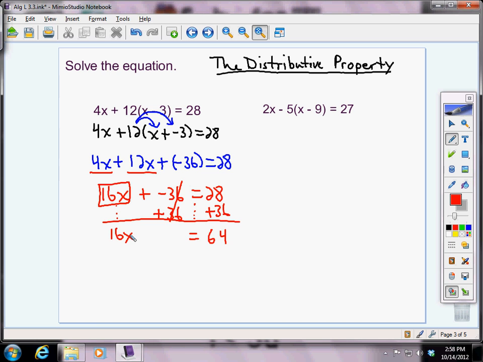Now what are we solving for? X. What do we have to get rid of? 16. It's 16 times x, so how do we get rid of it? Well, we divide by 16. 16 divided by 16 is 1x. 64 divided by 16 is 4.